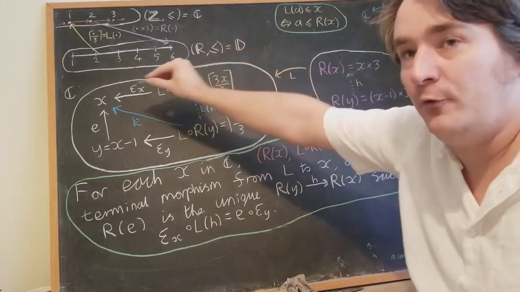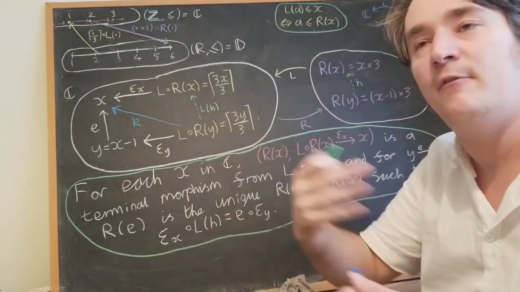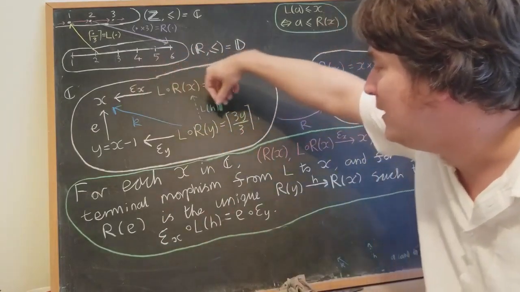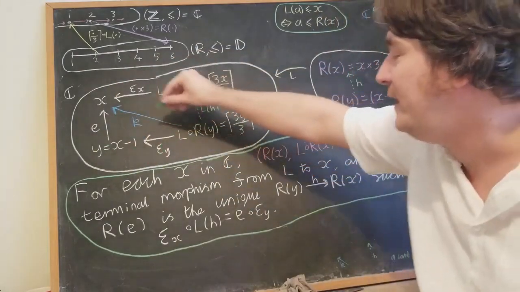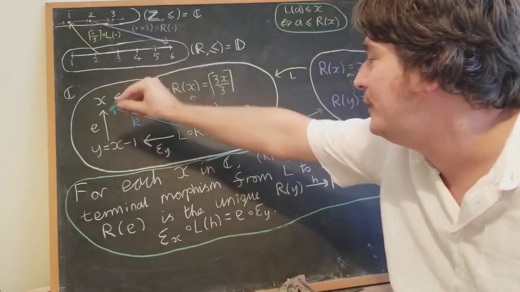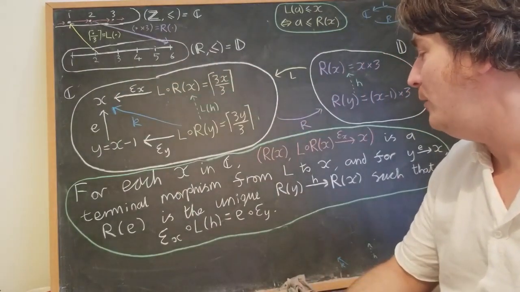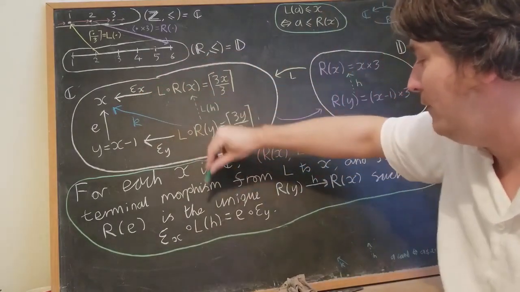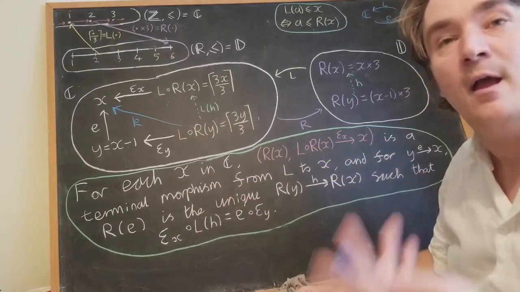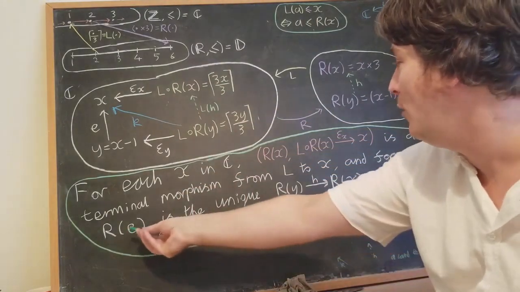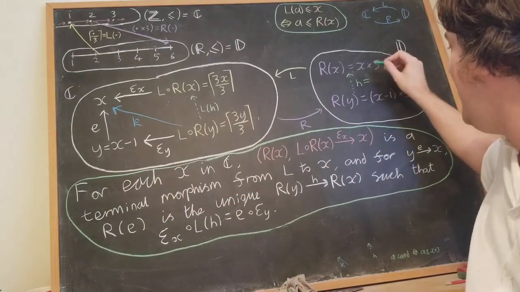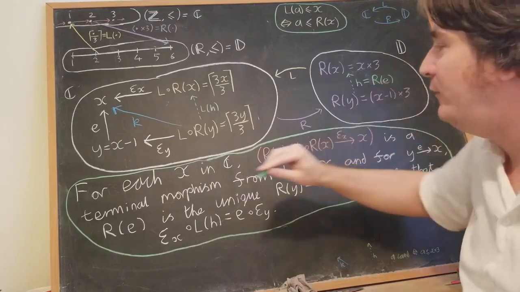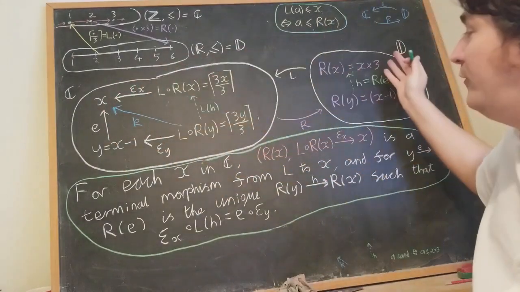And because when we're doing composition in these preordered sets, we always get a unique arrow, we know that this has to make this square commute, because it's just another path from here to here, and there's only one arrow from here to here because we're dealing with a preordered set. So that shows that epsilon x after L of h is equal to E after epsilon of y, and that's this equation. Okay, so we've basically done the job now, and we can rightly call this h here R of E. That is where this arrow ought to get lifted to under our functor.